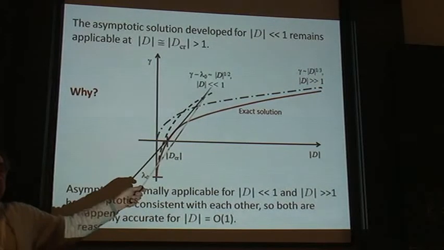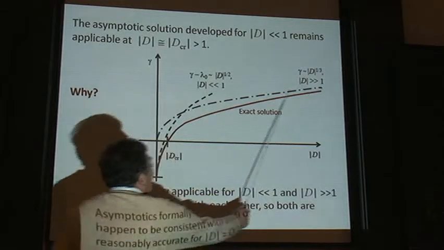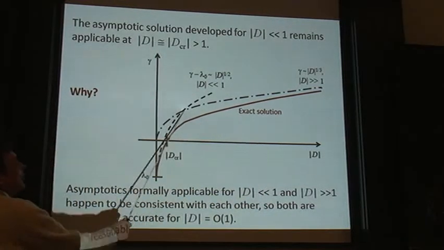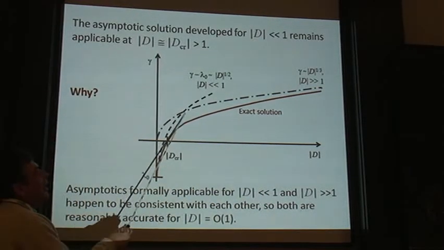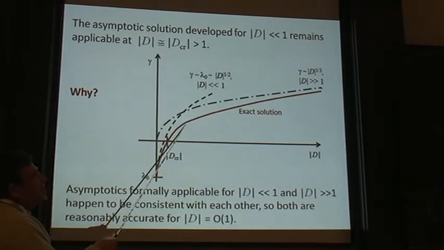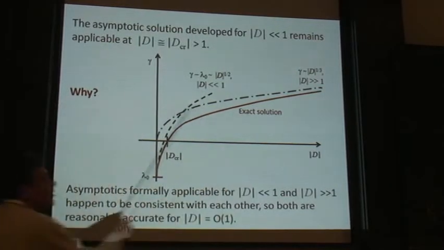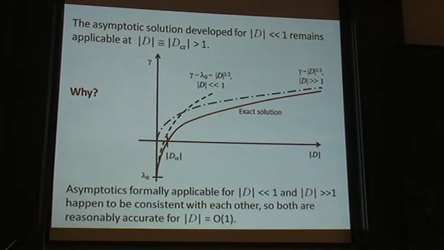And this is just a feature of this particular system: that the two solutions intersect for d of order unity, and they intersect at values of gamma not massively different from the exact. This means that both solutions are accurate far beyond their ranges of applicability. The system is nice. The system is well behaved. This is, at the end of the day, why it happens.